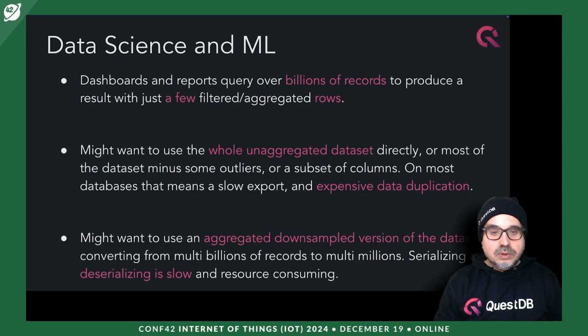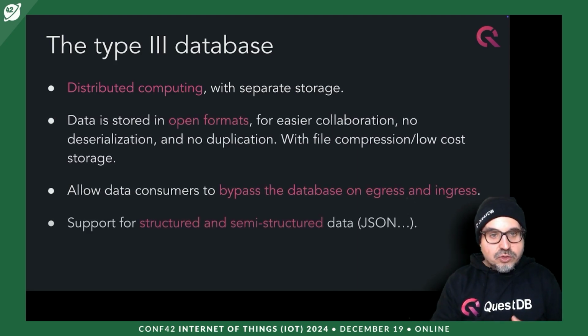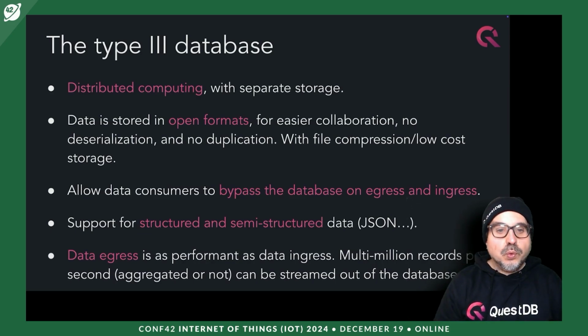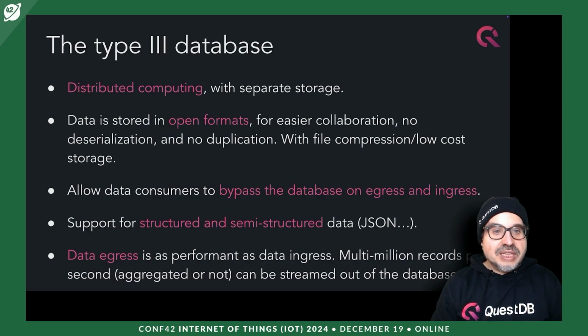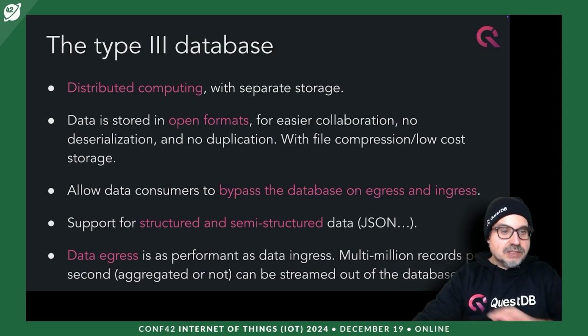In order to solve this, we wanted to do something new. We are going to be adopting what we call the Type 3 database, which is something we've seen also in other databases, not only QuestDB. It's a trend we are seeing. As of today, we don't know of any other database implementing fully the Type 3 database, but we see many databases taking these ideas, these concepts, and implementing parts of that.